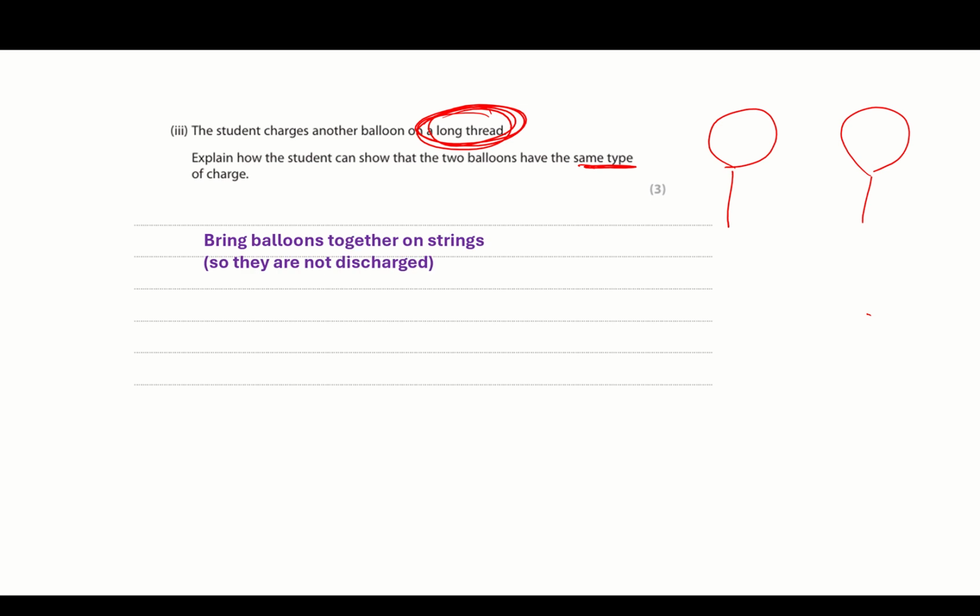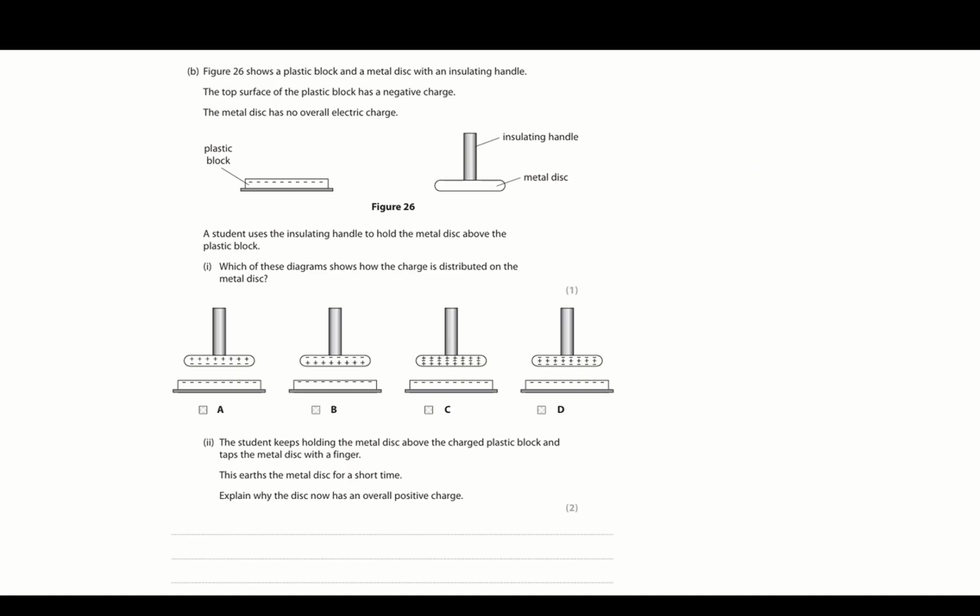So bring the balloons together on the strings so they're not discharged. The balloons should repel each other, and then it's that same old message every time because same charges will repel. All right. Going on to the next bit.